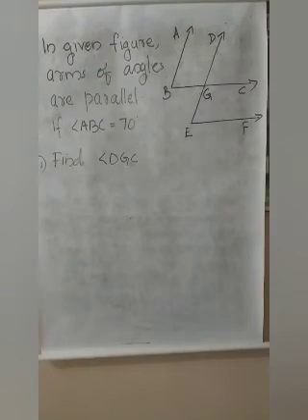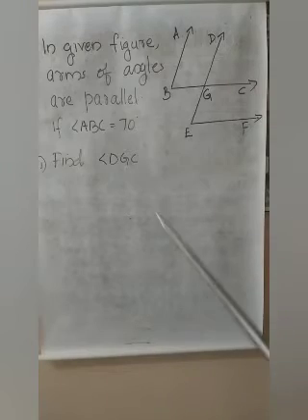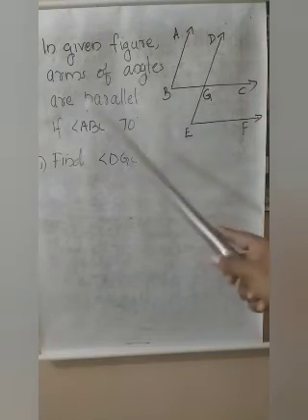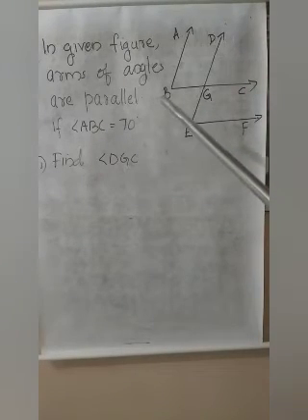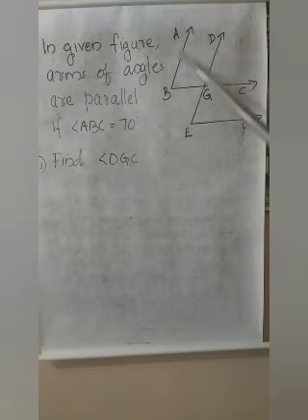Next question. In the given figure, arms of angles are parallel. If angle ABC is equal to 70 degrees, find first, angle DGC. So what is given? This is the figure. In the figure, arms of the angles are parallel. So which are the arms of the angle? Consider the angle B. Then which are the arms? AB, BC. These are the arms.